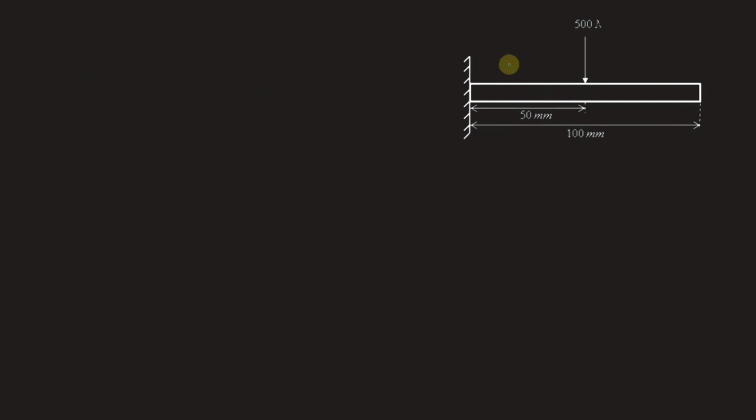So this is the beam that is given. If we try to draw the deflection diagram, the deflection curve of this beam, it will look something like this. At the fixed support the slope is 0, and it bends downwards further. But it is going to bend up to 50 mm.